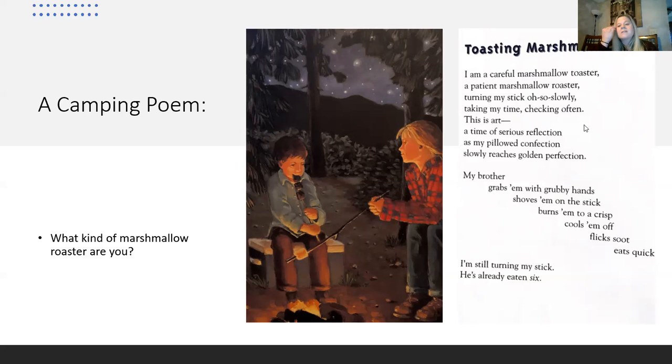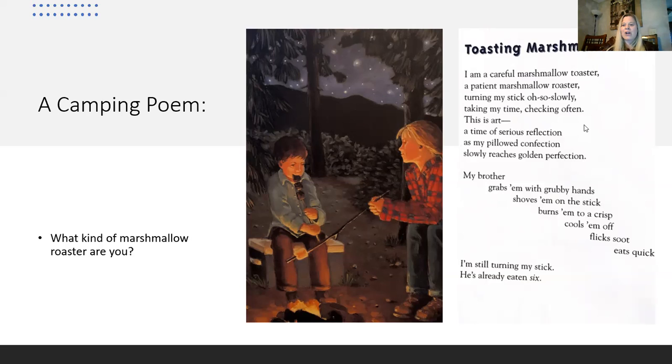Toasting marshmallows. I am a careful marshmallow toaster, a patient marshmallow roaster, turning my stick oh so slowly, taking my time, checking often. This is art, a time of serious reflection as my pillowed confection slowly reaches golden perfection. My brother grabs them with grubby hands, shoves them on the stick, burns them to a crisp, pulls them off, flicks soot, eats quick. I'm still turning my stick. He's already eaten 6.